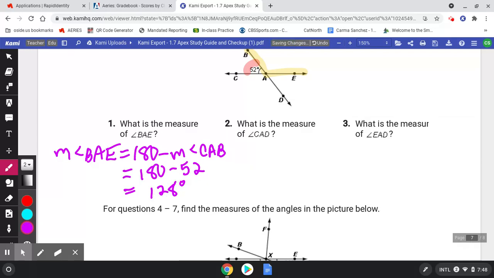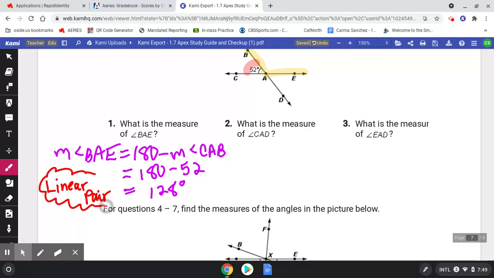Now, when you show this work, you also show your justification on the side. You're going to go off to the side and say that the reason we could figure this out is the rule of linear pair. A linear pair are those two adjacent angles that form 180. So we have to show our equation and the justification of linear pair. Let's go try the next one.